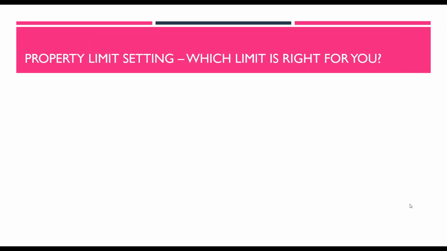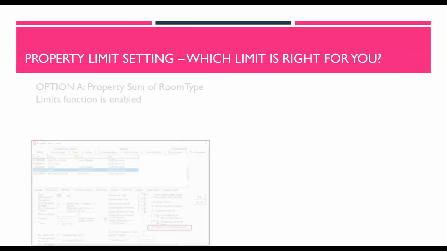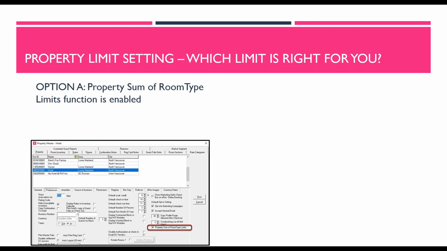Now, the final setting to consider when using overbooking limits in RoomKeyPMS is the property limit setting, and this allows you to decide which limit is right for your property. When implementing an overbooking strategy, RoomKeyPMS can support either of the following options based on whether the function is enabled or disabled. In option A, we have the property sum of room type limits function enabled. This setting also appears on the Property Master within the Preferences tab, directly below the previous setting we were just talking about, that overbooking cutoff limit.